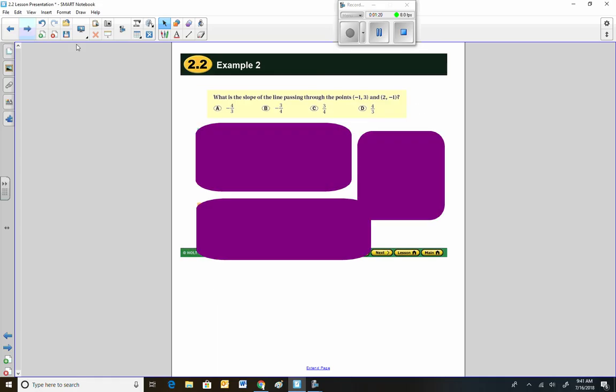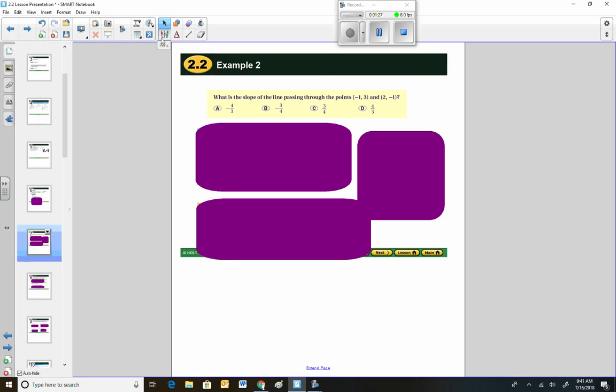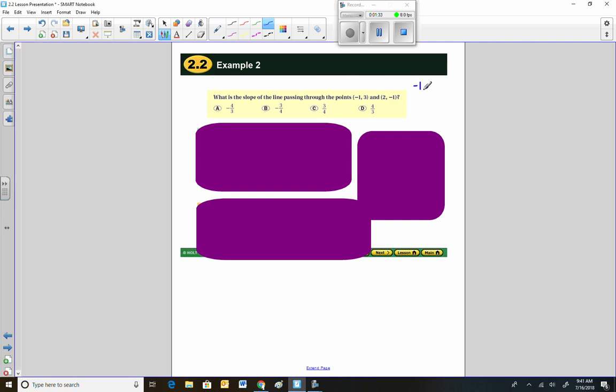Okay. What is the slope of the line passing through these 2 points? Once again, we do rise over run. So we grab our little pen, and we take the y value of -1, subtract a -3 on top, and on the bottom we take 2 and subtract -1. On the top we get -1 minus -3 gets you a 4. And on the bottom we would get 2 minus -1. That becomes a big plus sign, so we get a 3. So 4/3. So A is your correct answer.